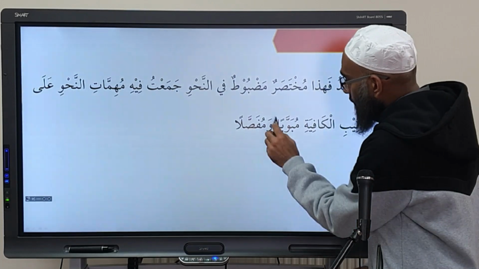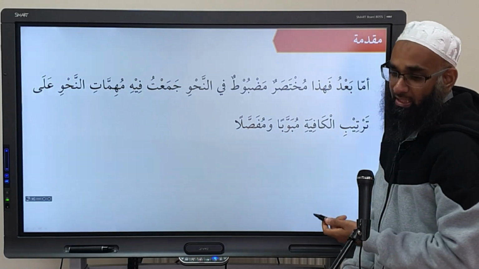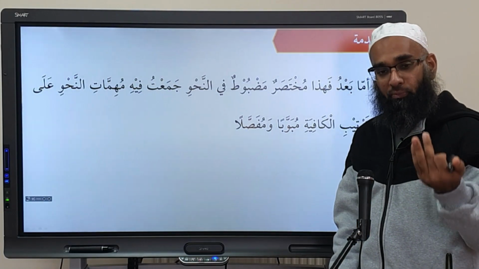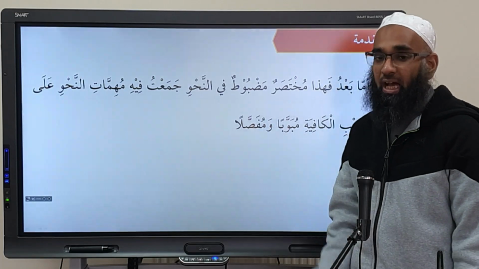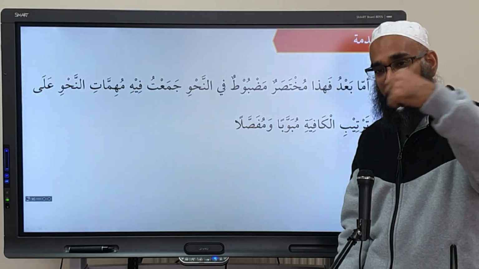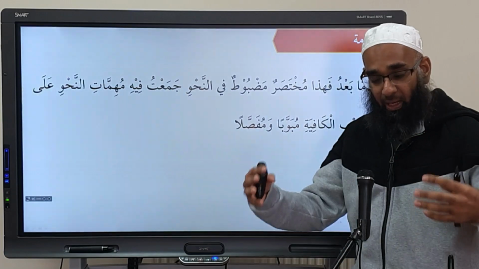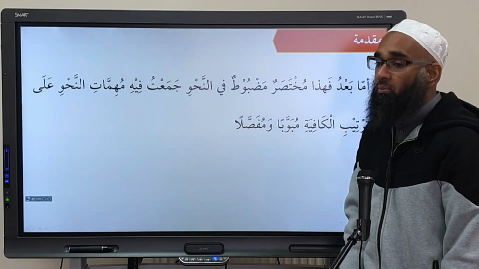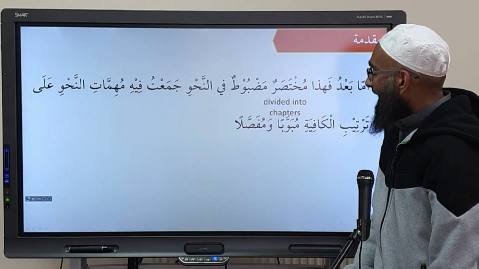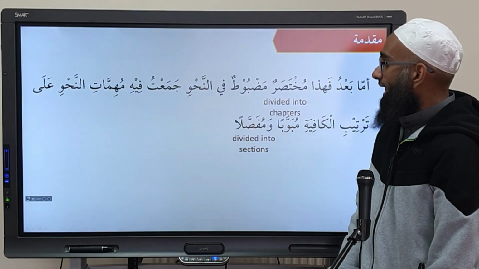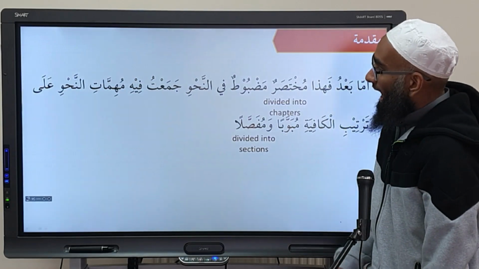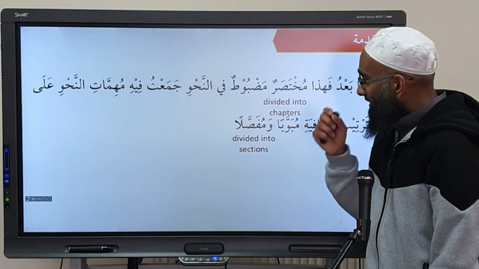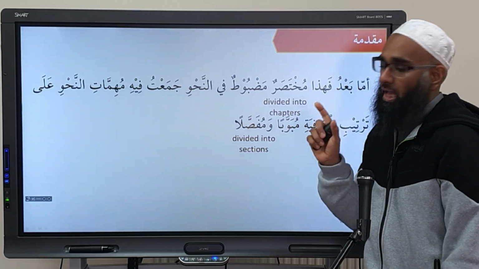So this is the hal. These two words are the hal. What does hal mean? In grammar, the state of the action. For example, ja'a zaydun rakiban. Rakiban shows the state of ja'a. So jama'tu, I compiled and gathered. In what state? Mubawwaban wa mufassala, divided into chapters and divided into sections. Meaning, I compiled this treatise while dividing it into chapters and sections.